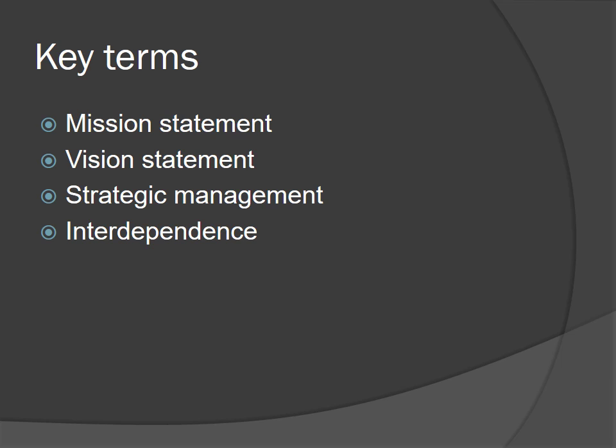Next, we're going to just go through some key terms, and I've listed the key terms here, and I'm going to define them. So to start, a mission statement is the summary of an organization's purpose, customers, product, and service, while a vision statement is the organization's view of the future. Both the mission and the vision statement are essential to the planning process.